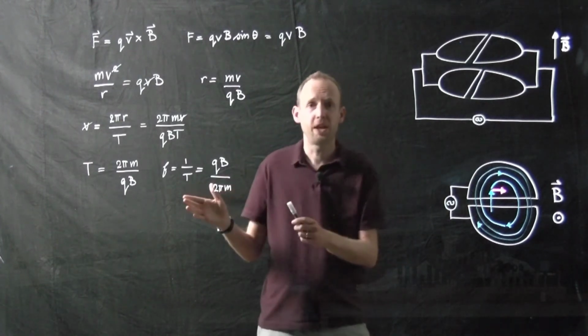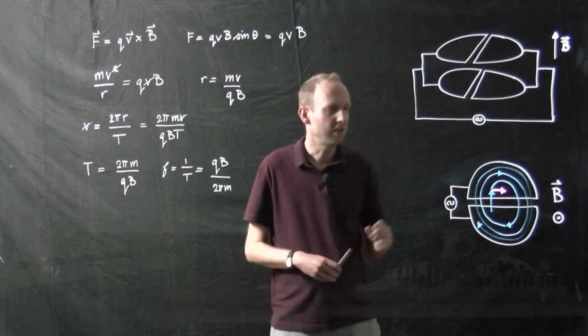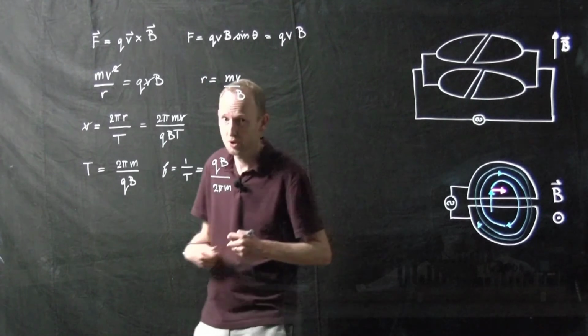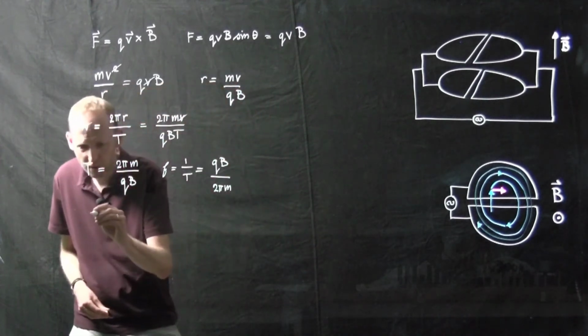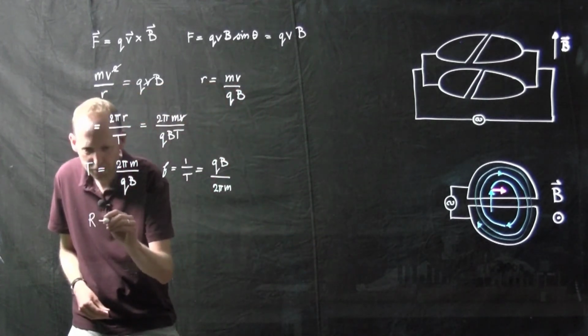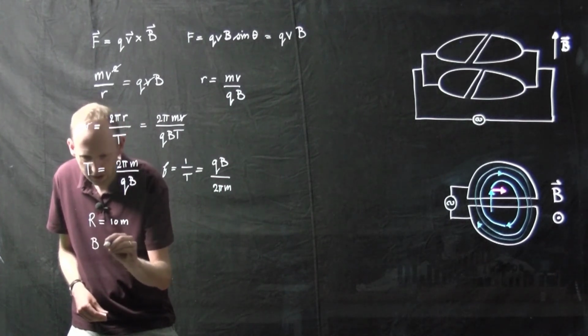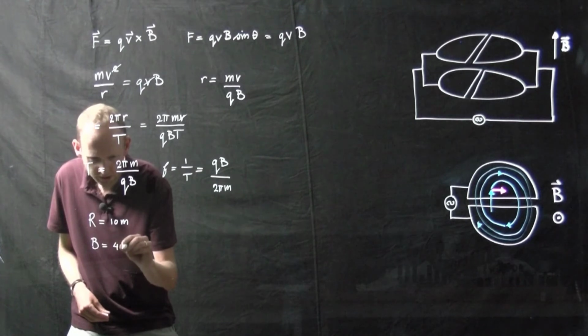Okay, so now that we've found that, let's look at some real numbers. So we take the numbers from one of the biggest cyclotrons in the world, which is in Japan. You can look this up on the internet. So that cyclotron has a radius, capital R, of approximately 10 meters, and a magnetic field is applied of 4 Tesla.